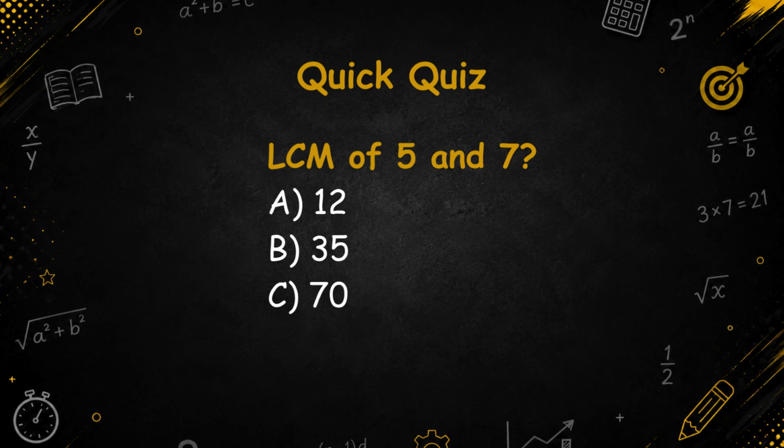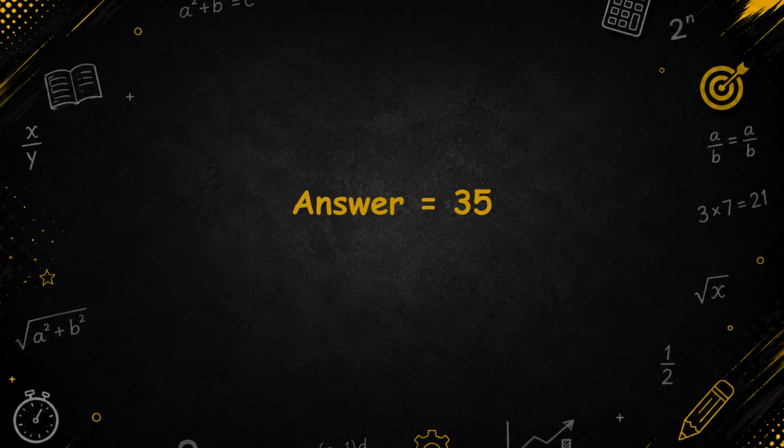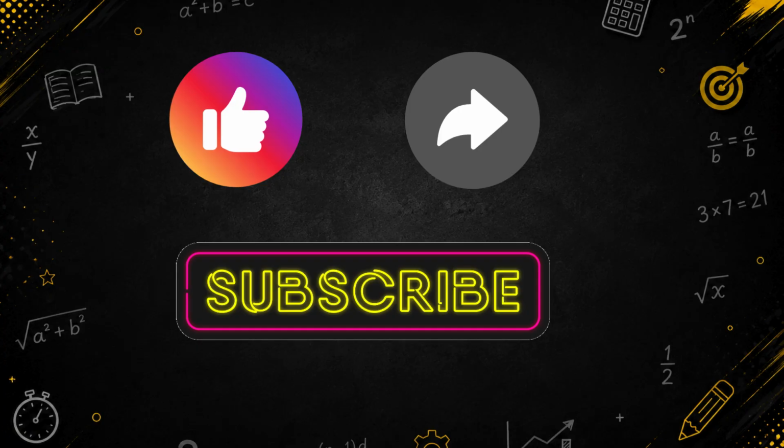Here's a quick challenge. Pause the video and solve it. Since 5 and 7 are prime numbers, their LCM is simply 5 times 7, which equals 35.